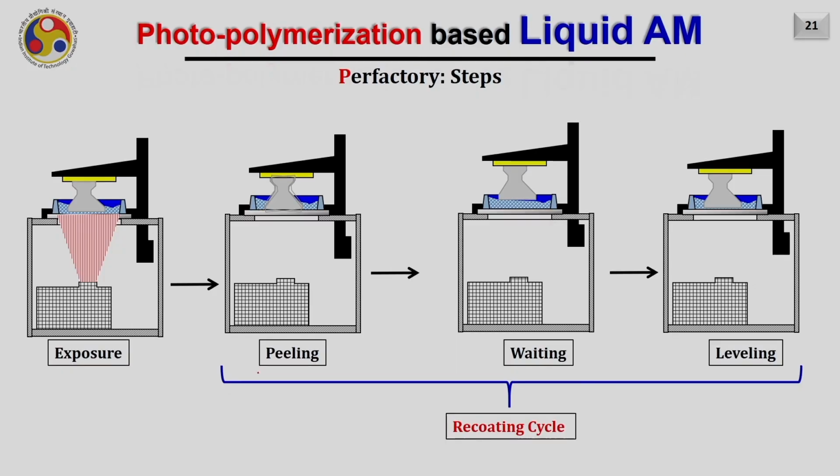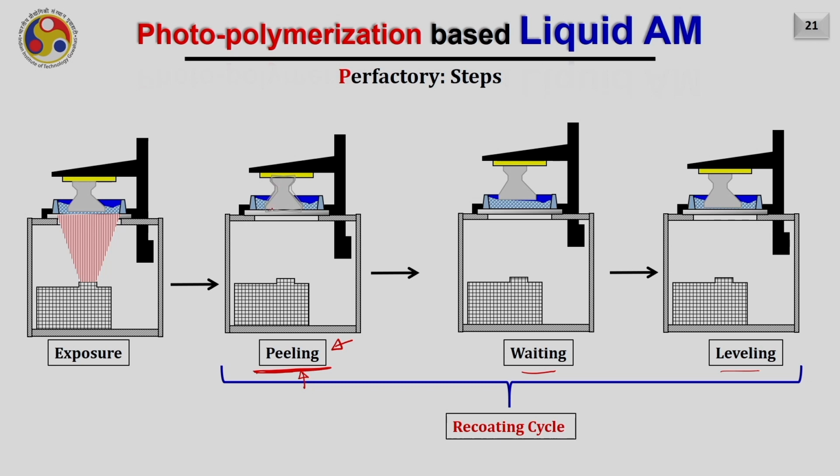Now let us discuss the recoating system. As I have mentioned, peeling is the most difficult step in the recoating cycle for DLP. Other than that, the wetting and leveling are not really much of our concern. So what are the solutions currently available for peeling? Because peeling away may not be a very optimal solution.